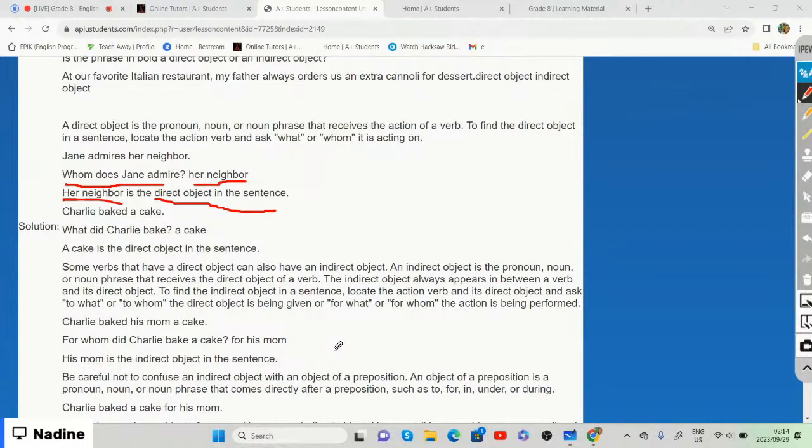And to find the indirect object in a sentence, we need to locate the action verb and its direct object and ask to what or to whom the direct object is being given. Or we can ask ourselves for what or for whom. So to what or to whom, or for what or for whom the action is being performed, or the object is being given.